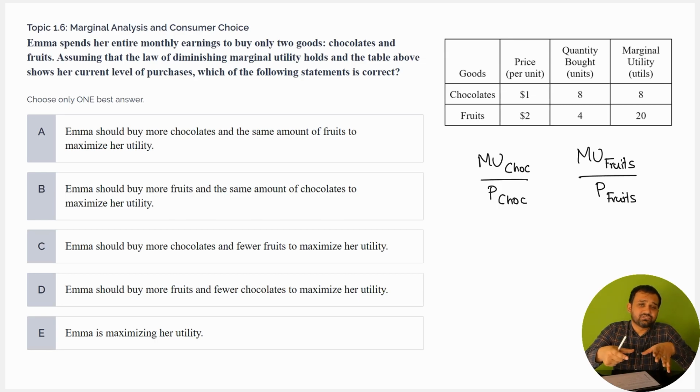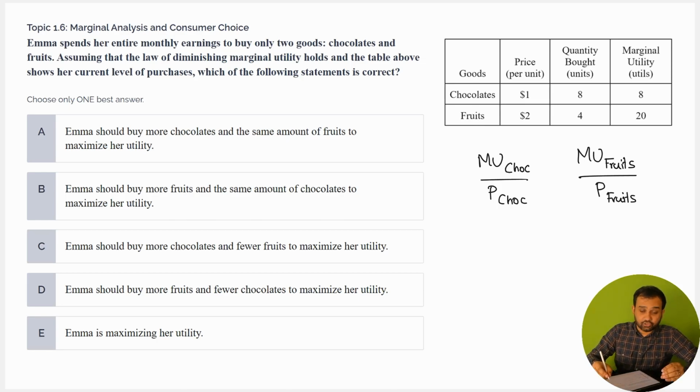So to find the answer to this question, we need to check the marginal utility per dollar that Emma is getting from chocolates and fruits and compare them. If we find that one is higher than the other, that means Emma can increase her utility by buying more of the good that has higher marginal utility per dollar and buying less of the good that has the lower marginal utility per dollar. So let's take a look.